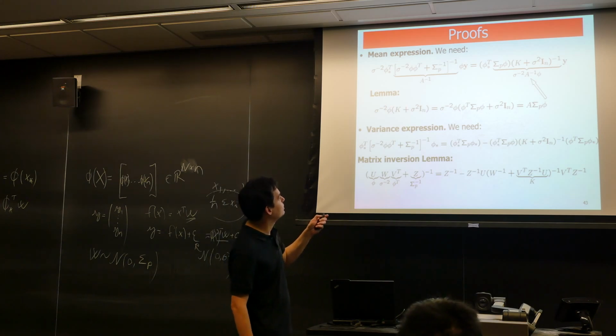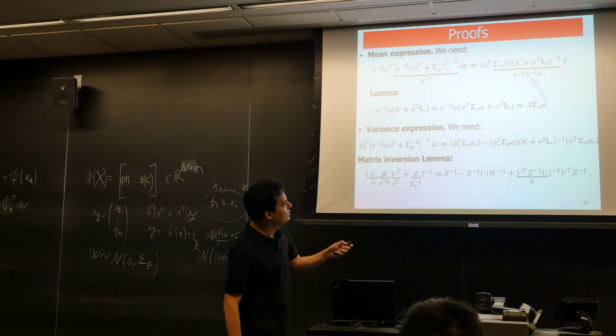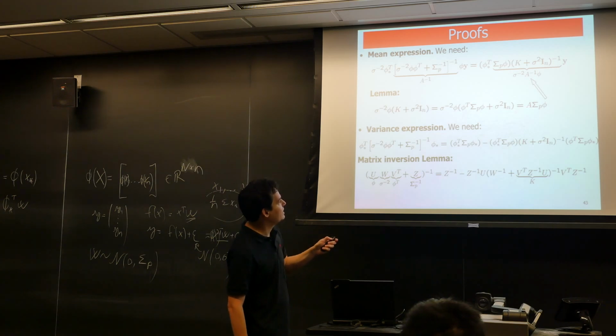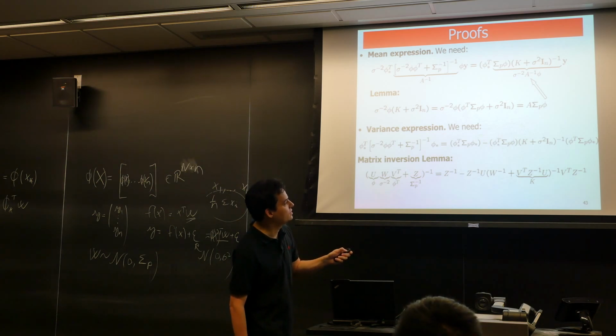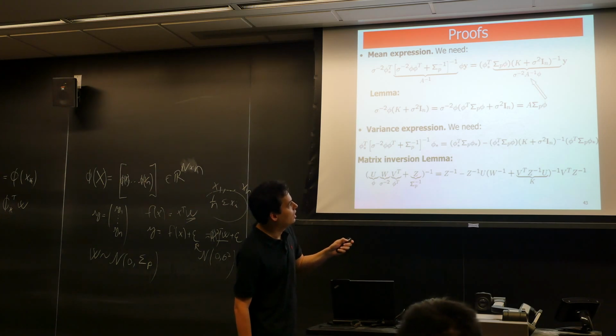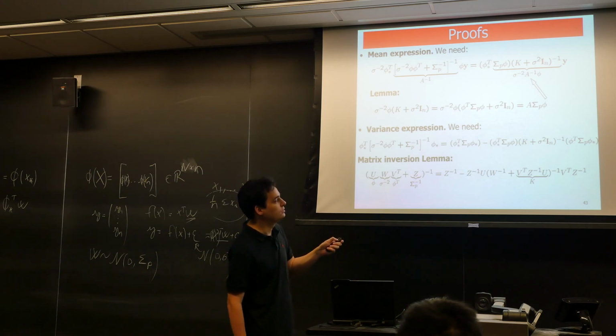The mean is very simple. You just need this lemma, where K is by definition this sigma transpose sigma phi, and you just need to prove that this expression is A times sigma times phi, where A is this quantity here. If you plug A here, you will see that this is indeed the identity. And from this, you can prove that this expression is this quantity, and that's what we needed to prove.